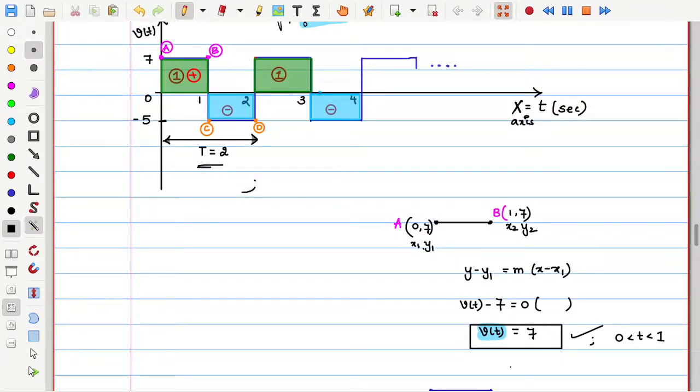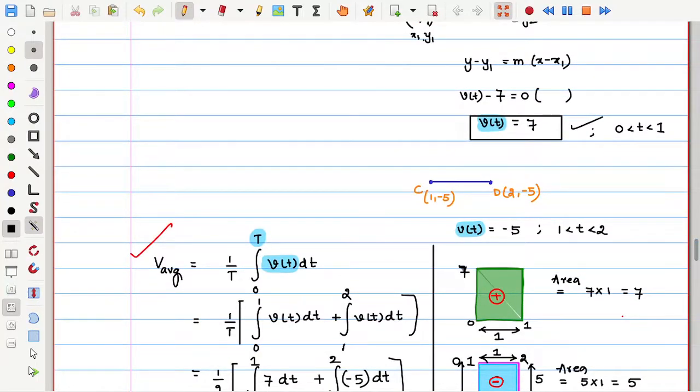Once you see the RMS value calculation, what you need to do is identify the time period. You need to observe what the function v of t is, 7 for 0 to 1 and minus 5 for 1 to 2.